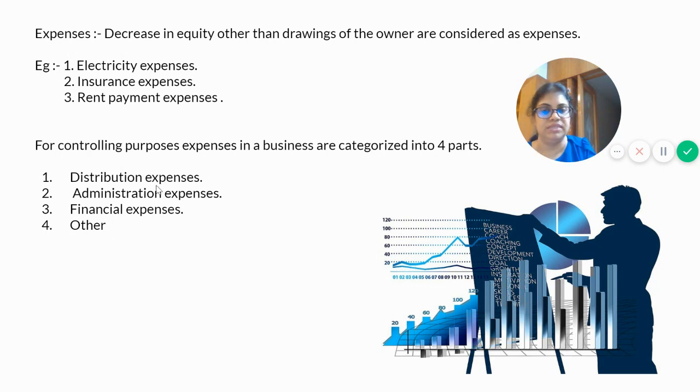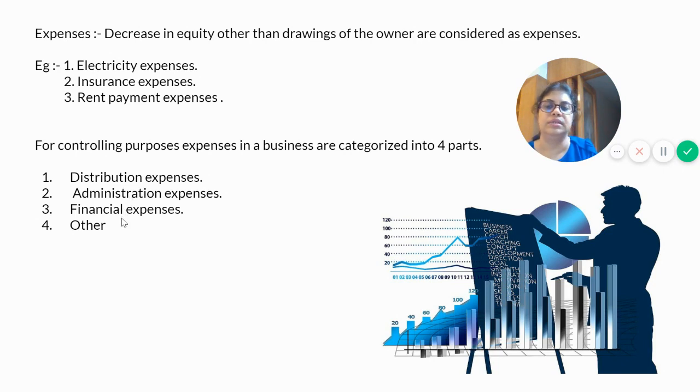So distribution means when you are selling the stocks, the expenses which are involved with regard to distribution, all these expenses will be considered as distribution. Administration means at the time of administering the business, controlling, supervising, managing the business, all these things come under administration.